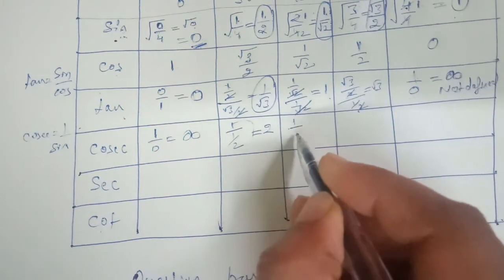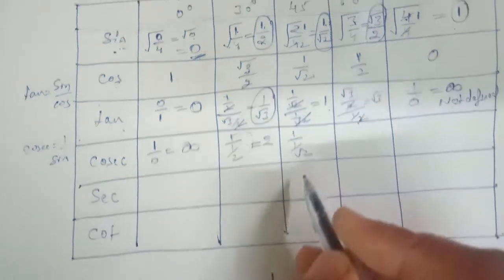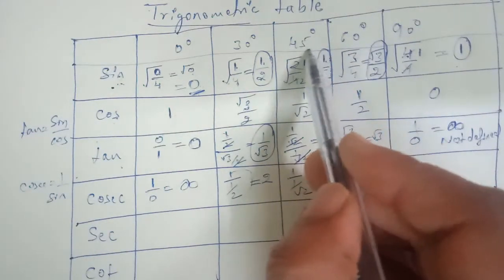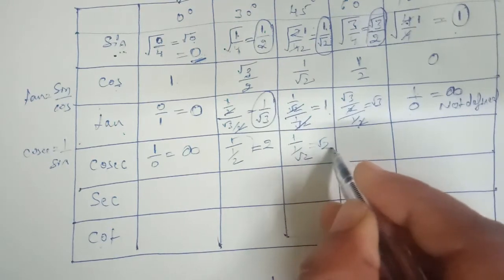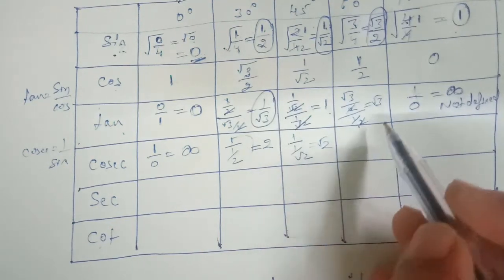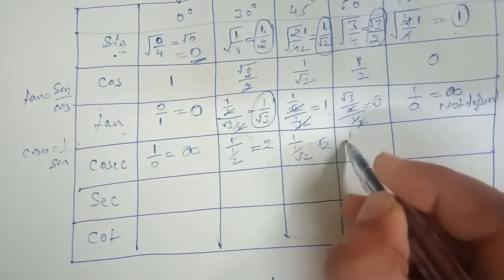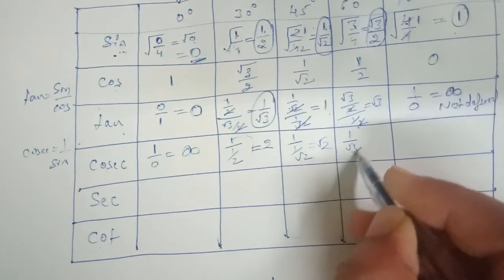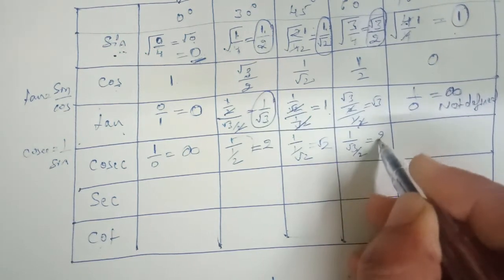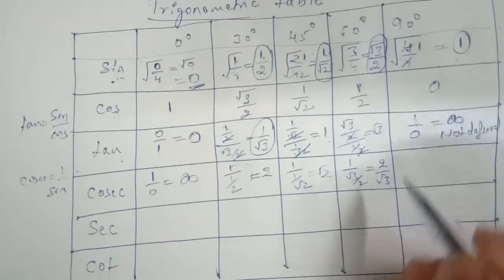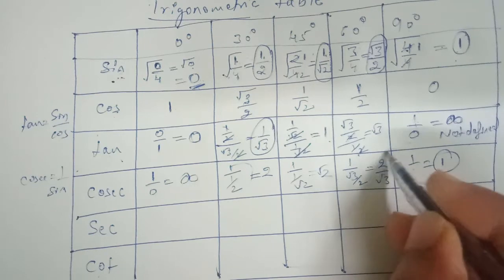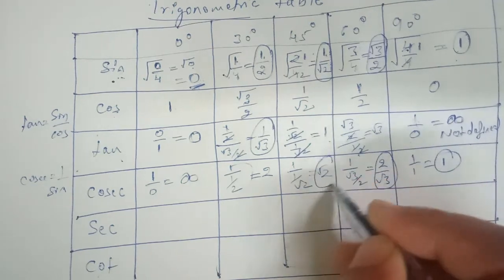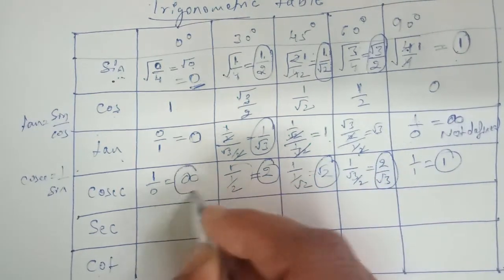Here 1 upon root 2. This point you have to understand, we are putting 1 at the numerator. So root 2 will come at the numerator. We get root 2. Here 1 upon root 3 upon 2. 2 will come at the numerator. 2 upon root 3. Here 1 upon 1. It will be equal to 1. So these are the values for cosec.